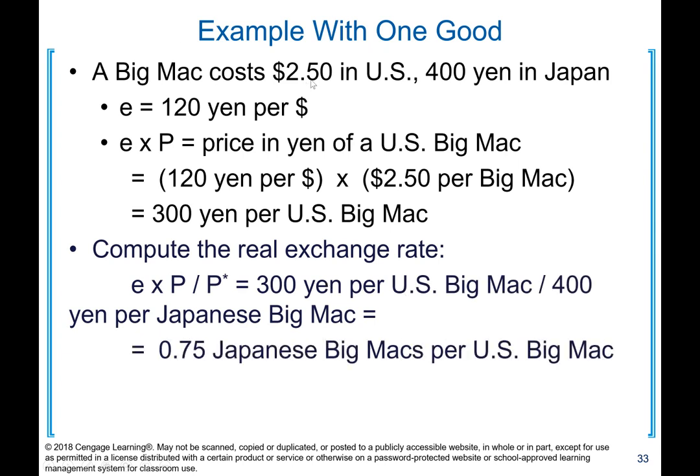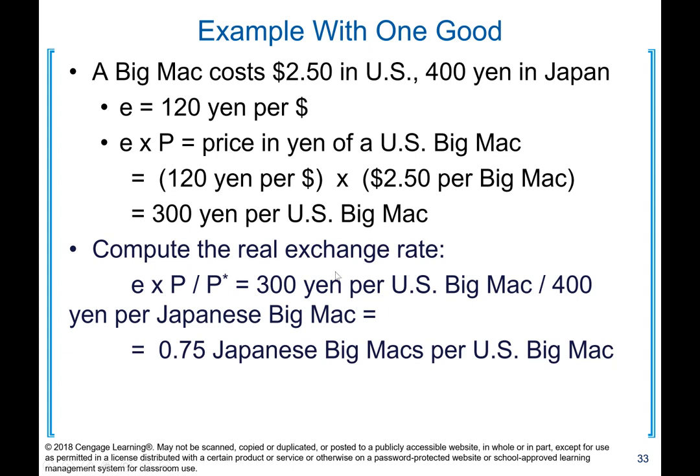Example with one good. A Big Mac costs $2.50 in the US, 400 yen in Japan. e equals 120 yen per dollar. e times P, which is the price in yen of a US Big Mac, is equal to 120 yen per dollar times $2.50 per Big Mac. And therefore, the Big Mac costs 300 yen per US Big Mac. Okay, you get 300 yen for one Big Mac. That is the real exchange rate.